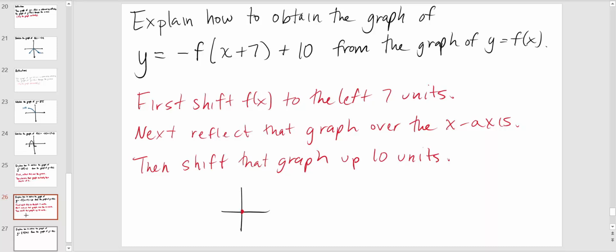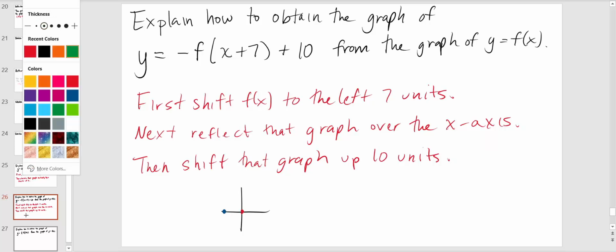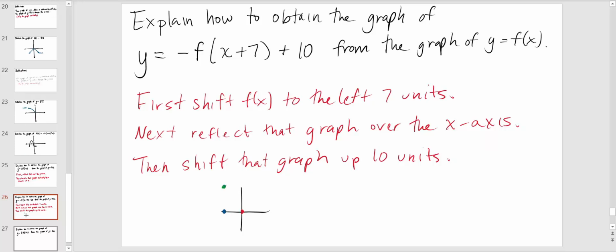First, I shift to the left 7 units. Okay, so that's going to wind up somewhere on the left. Then I reflect that graph over the x-axis. Okay, so that wouldn't move because it's already on the x-axis. Then I would shift that graph up 10 units. So that point would wind up above the axis, say here.